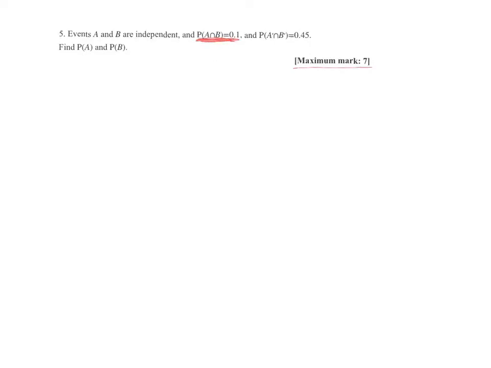Now, this one right here, I'm going to go ahead and just write it out. Because it is independent, the probability of A times the probability of B is equal to 0.1. I'm going to do that because I'm looking for the probability of A and the probability of B. So if I can write this in terms of that, then I think I'm doing pretty good. All right, so I went ahead and wrote that in.